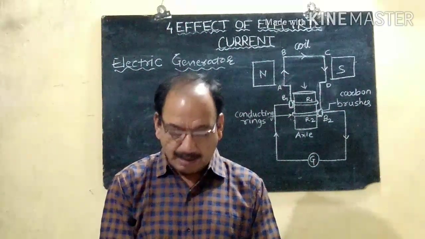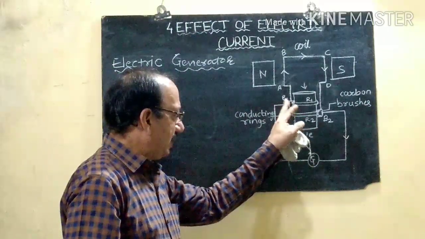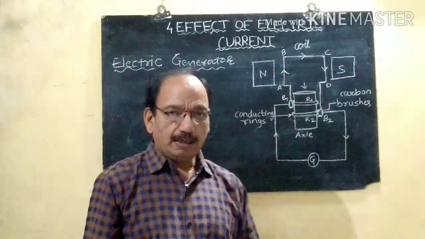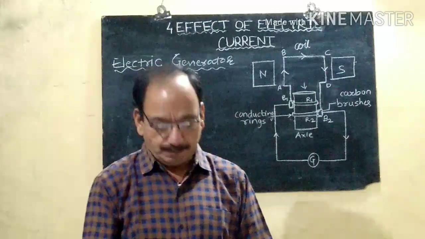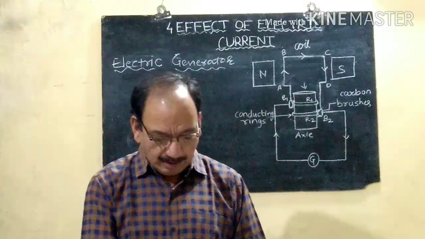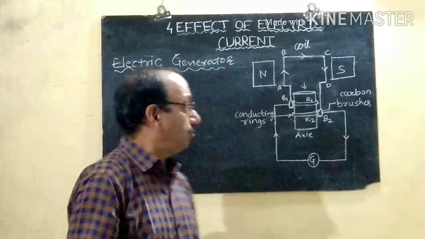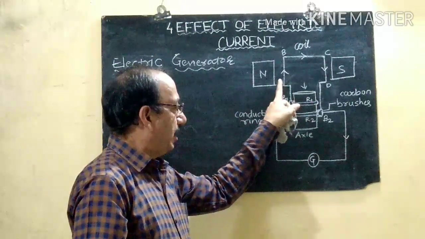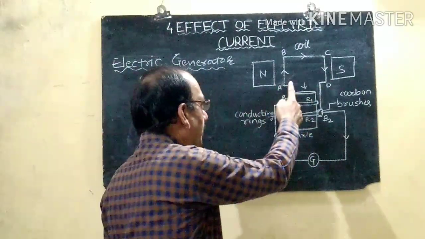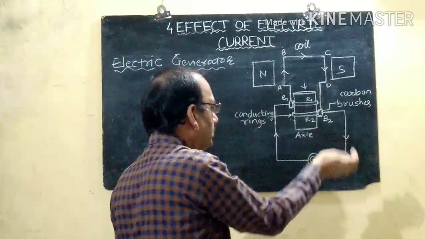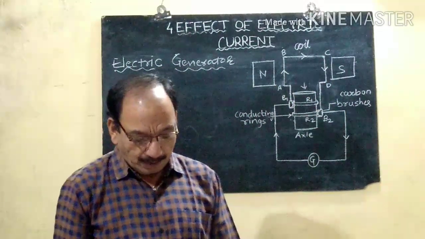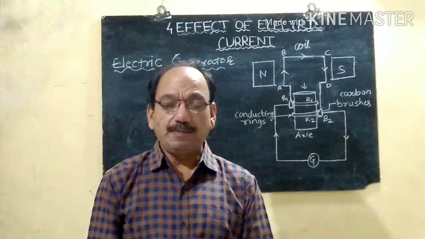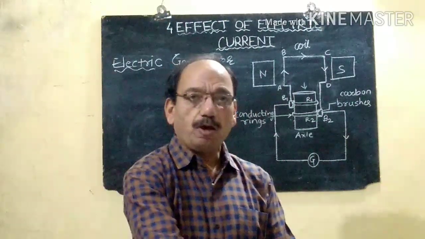The stationary carbon brushes, that is B1 and B2, are connected to this galvanometer. The galvanometer is used to indicate the presence of current. When the current passes through AB, it experiences a force, and this ABCD coil will start to rotate, and AB goes up and CD comes down. Means the ABCD coil will rotate in a clockwise direction.